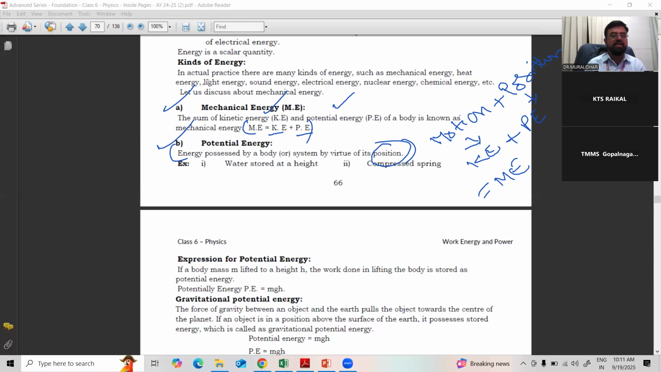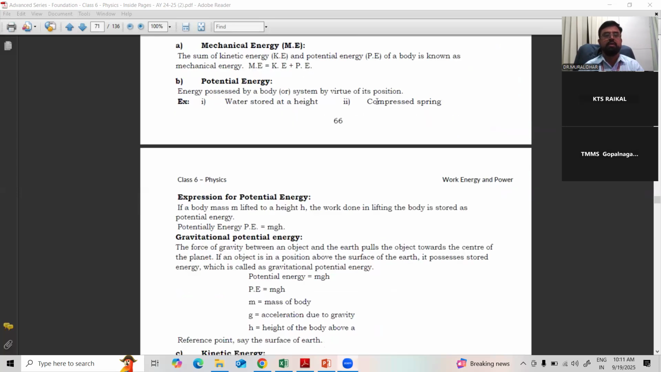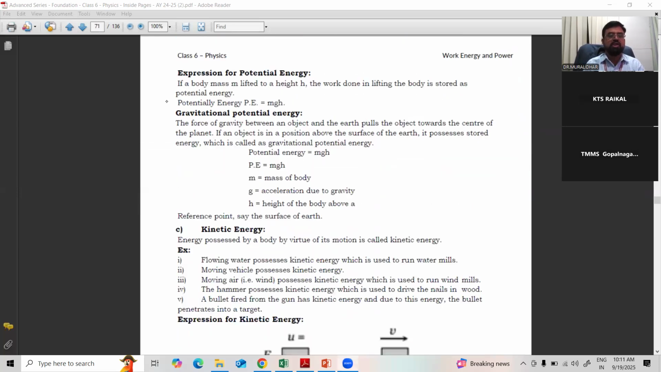Right? So water stored in a tank, a compressed spring. When you compress the spring like this, the energy possessed is potential. Even though it is not moving, it is having the energy. The energy possessed by a body by virtue of its position is called potential energy. So there is a formula also for potential energy, very important: mgh.